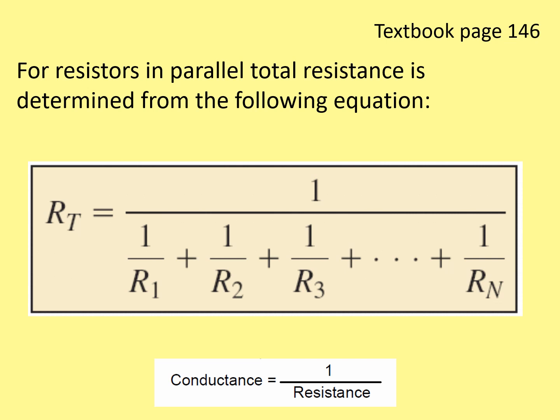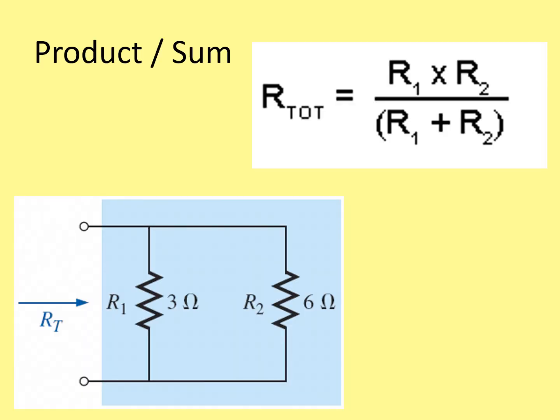This is the main formula. At least for more than 2 resistors, I recommend using this to calculate total resistance of a parallel network. There's also product over sum, which we'll show here in a second. It's faster to do it with 2 resistors: you multiply the 2 resistors and then divide by their additive value.